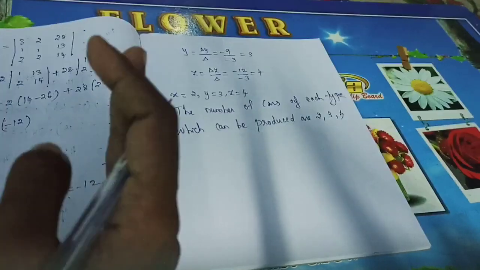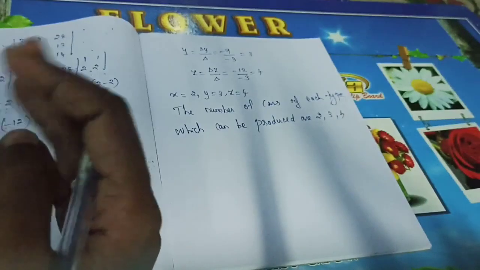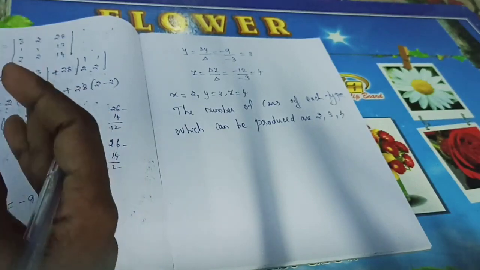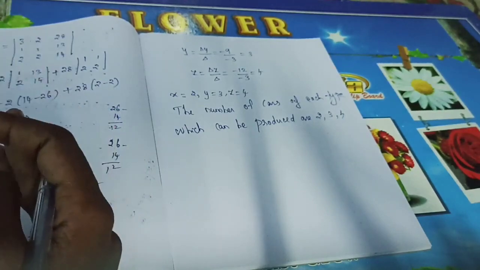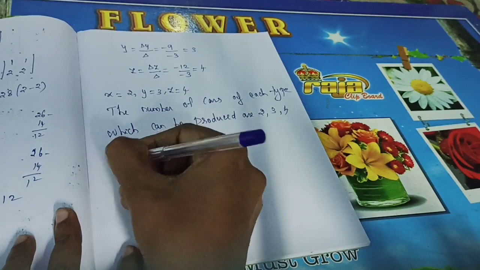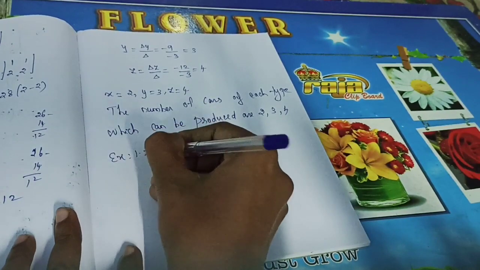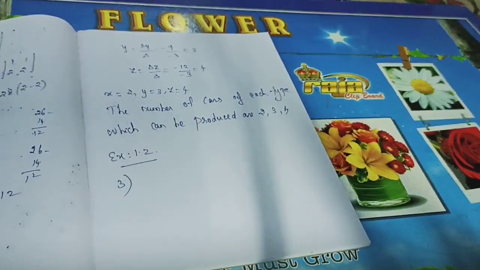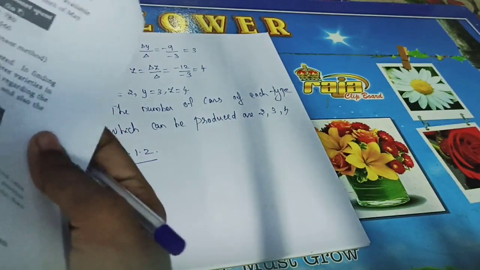So everything is the same. I will form the equations for the 4 problems. The rest of the problems you need to do as home assignments. Understand? So now exercise 1.2, problem number 3. Listen to the question.